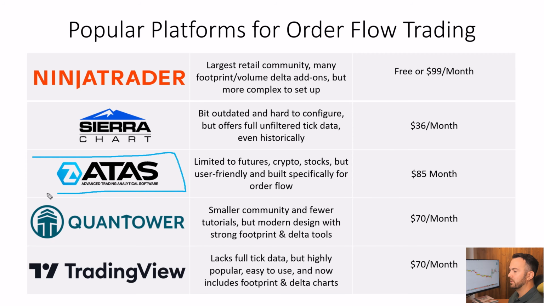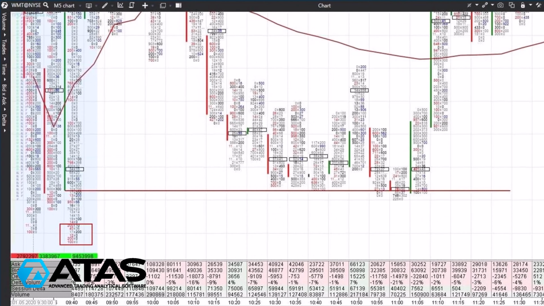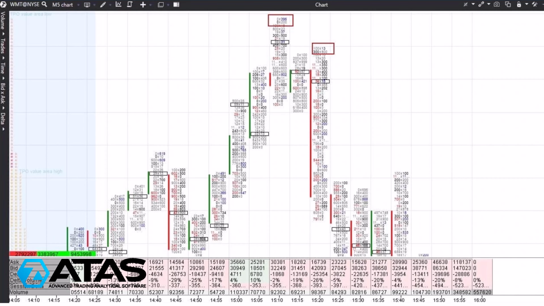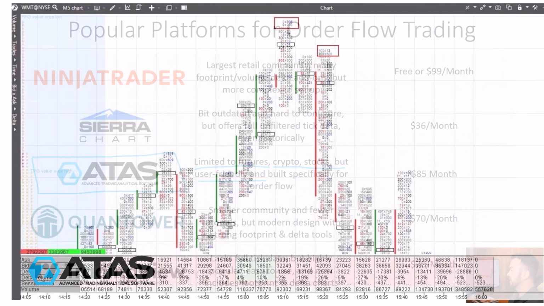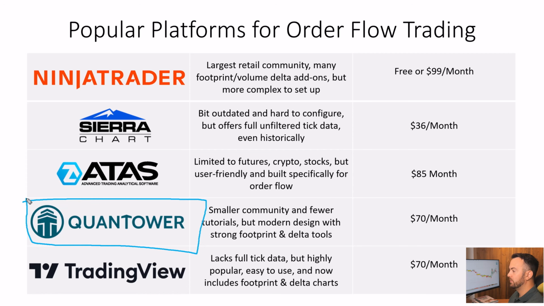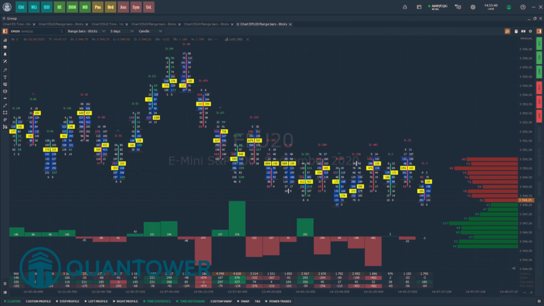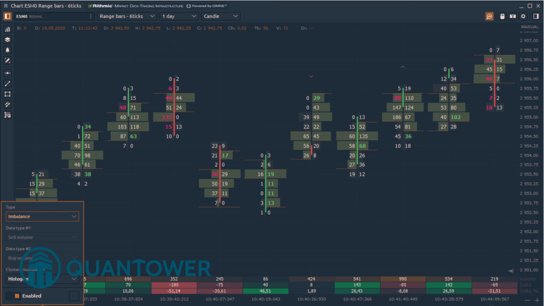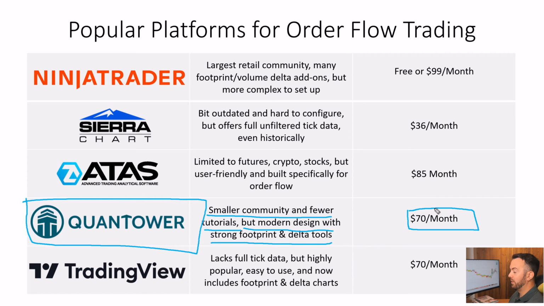The next one is ATAS, which stands for Advanced Trading Analytical Software. It's limited to futures, crypto, and stocks. It's quite user-friendly, and it's built specifically for order flow. The cost is $85 per month. The next one is QuantTower. It has a smaller community, that means fewer tutorials, but it's quite modern and has strong footprint and delta tools. So this one is doable as well. It costs $70 per month.